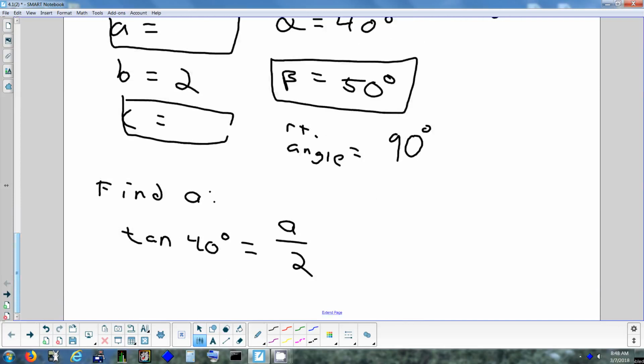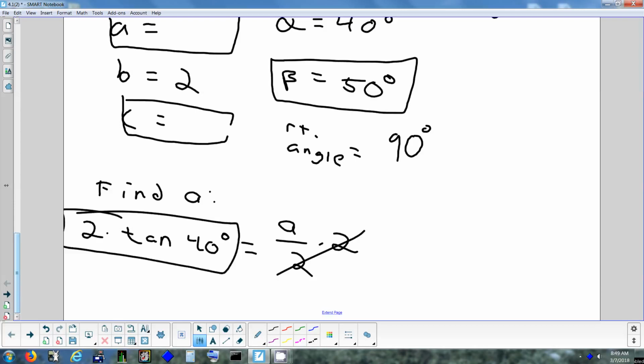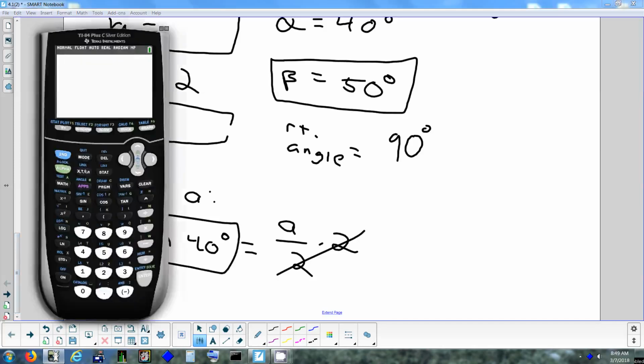Jermichael, how would I get A by itself there? I would say times by 2. Yep, because we've divided by 2, we want to get rid of that, so we're going to times by 2. And there is your answer for A. We need to type that in on a calculator. This we will round off to 2 decimal places.